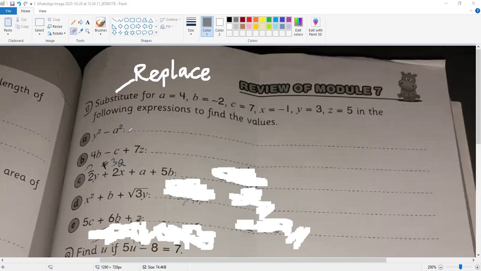Now, another thing again is number 1a, we have y squared minus a squared. When we have y squared minus a squared, we are going to expand y squared as y times y. Do we get that? Our operator minus remains the same. So in algebraic substitution, your operators such as plus, minus, times, divide remain the same. It's only the value of the letters that are replaced. Do we understand? Okay, so we have a squared as a times a.